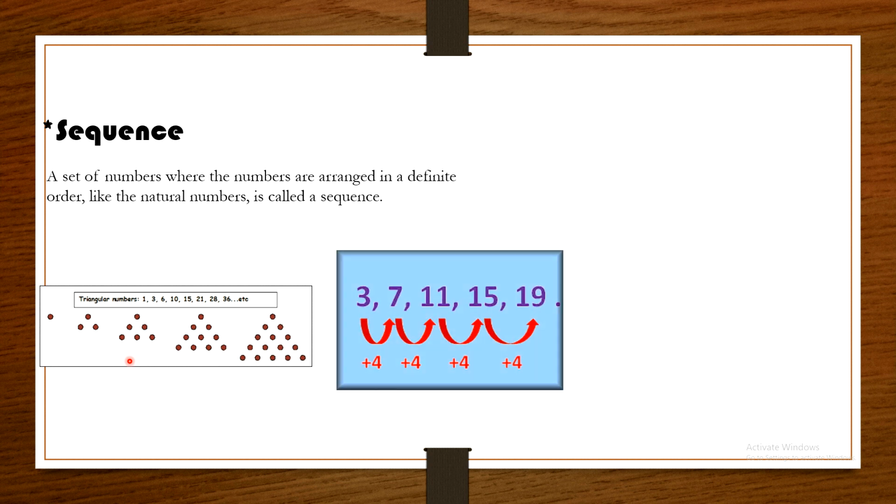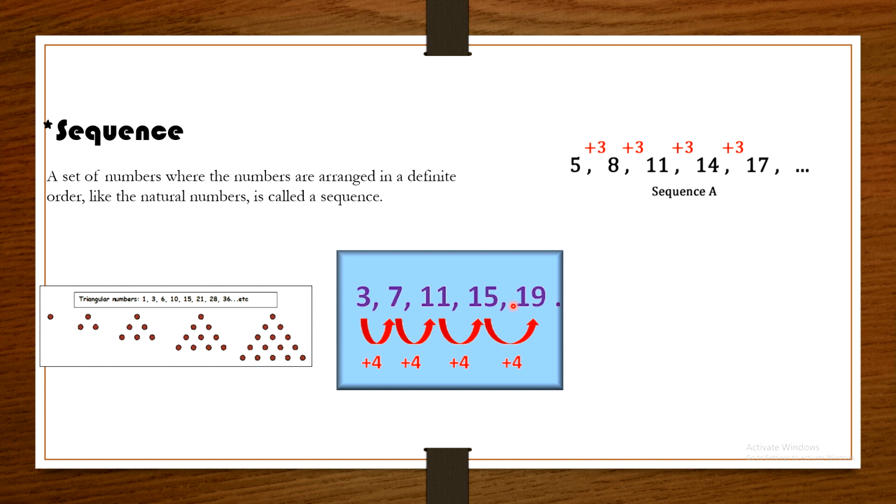Take another simple example: 3, 7, 11, 15, 19 and so on. Here you can observe that by just adding 4 we get the next term. That means suppose the first number is 3, add 4 we get 7, add 4 we get 11, add 4 we get 15, add 4 we get 19. This is called a sequence.